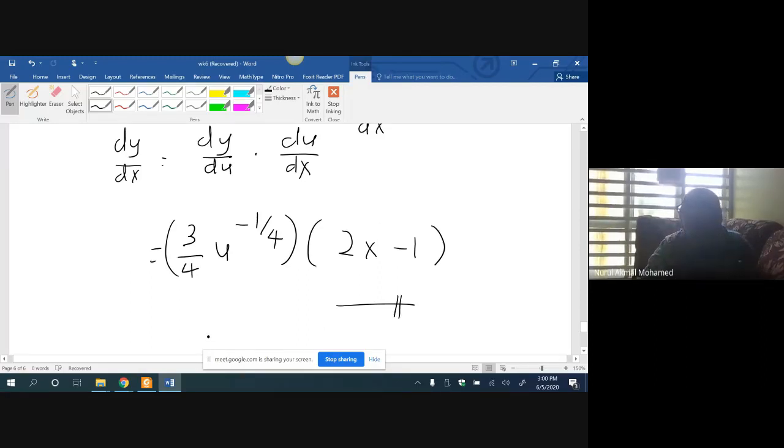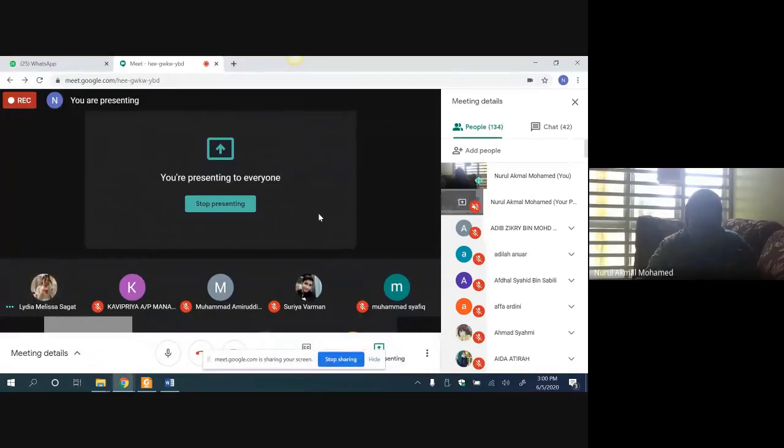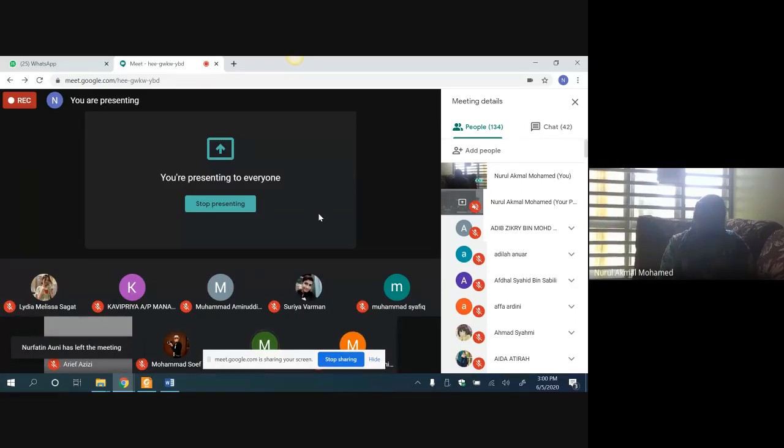So basically, this chain rule is very easy for you to use. Not only easy, it is also a very systematic method, because you can see clearly what is u, what is x, and what will be the representation of dy/dx in terms of the derivative of u and x.